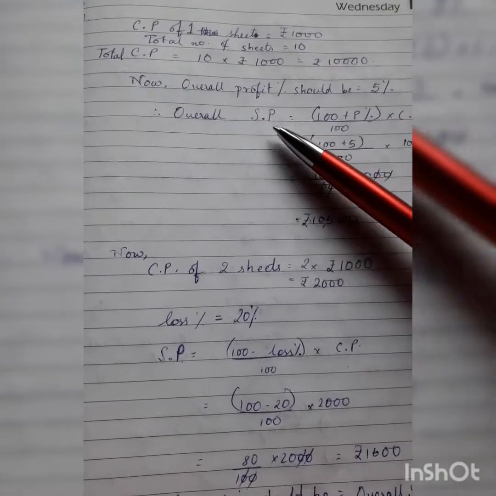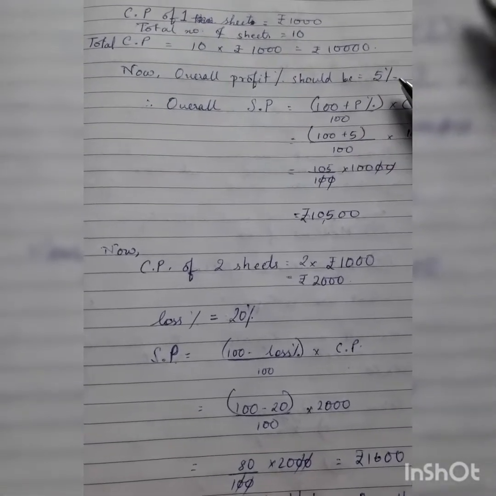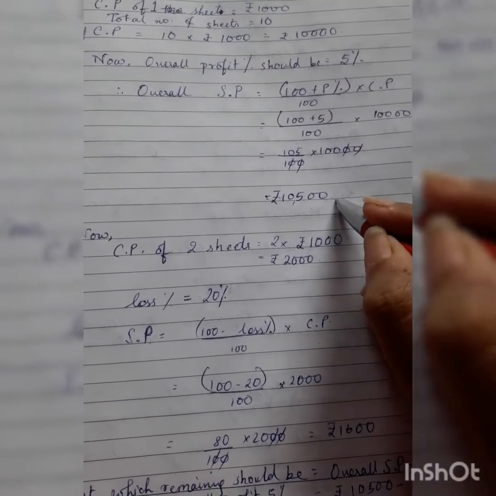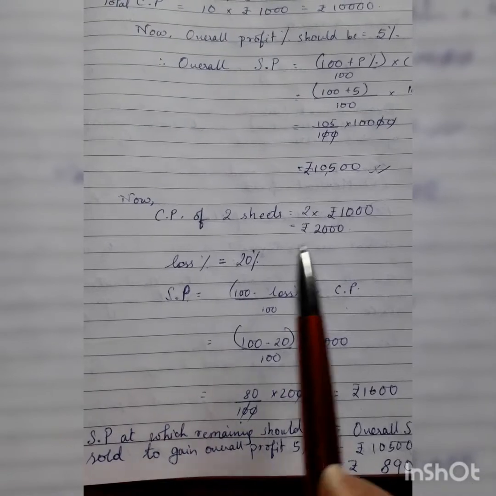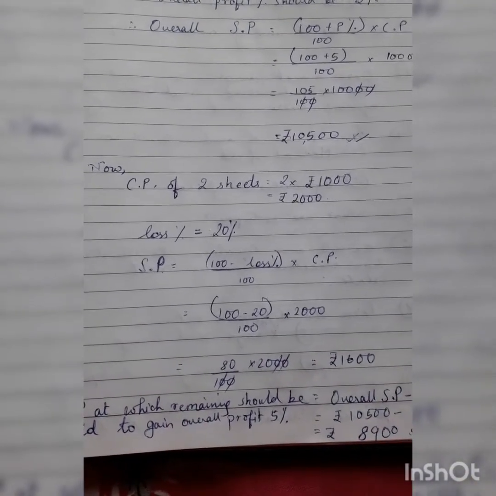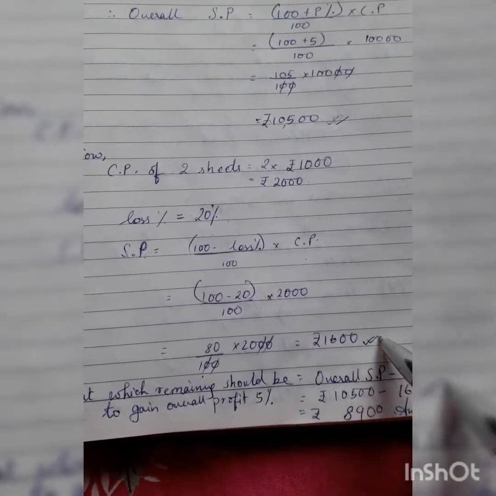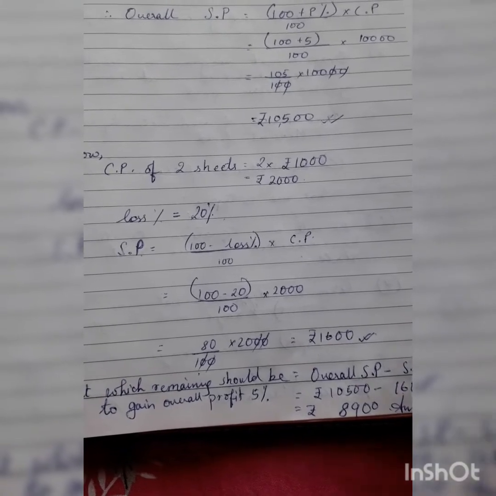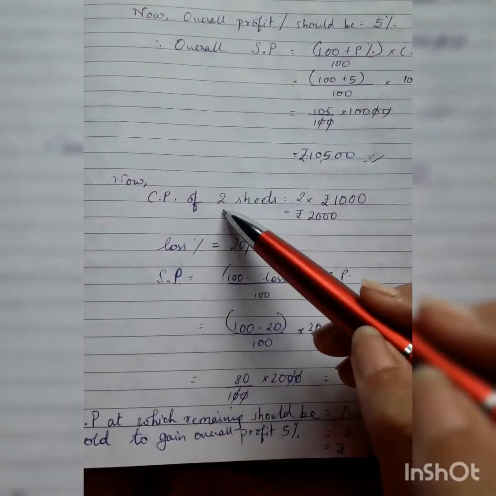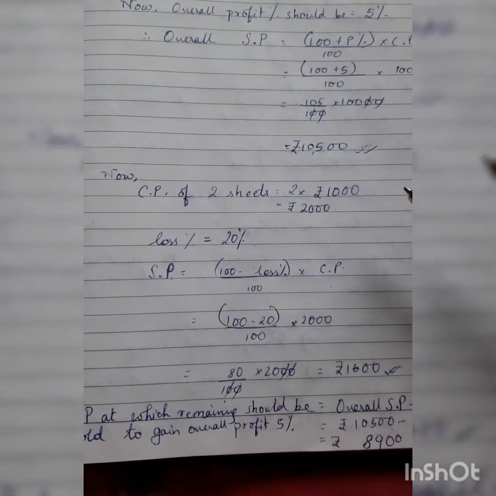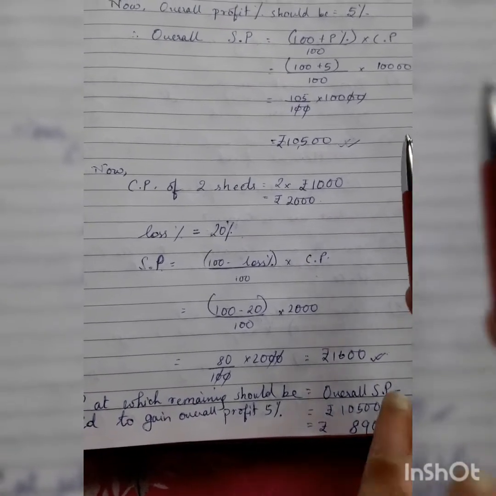So see the steps that we did. First we found out the total SP from the total CP and the total profit percent. Got it? Total SP found. Next we found out the SP of the 2 sheets, the SP of the 2 sheets for which he is making a loss of 20%. Now the question was about the remaining sheets. There are 8 remaining sheets, because total 10 sheets minus 2 is 8 sheets. At what price should he sell the remaining 8 sheets so that he will get a total profit percent of 5%?